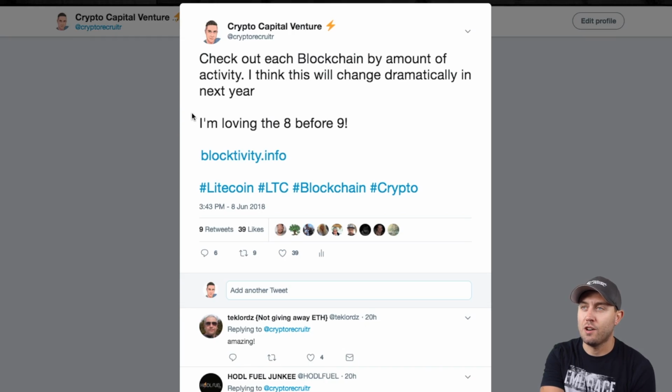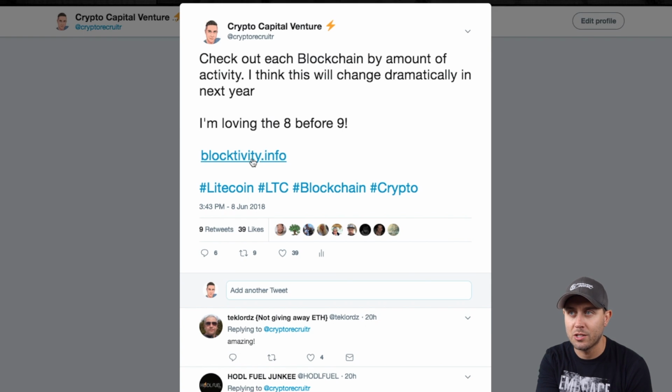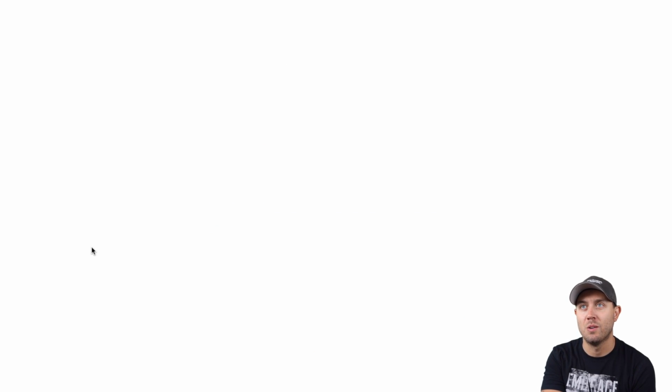So let's jump in. Let's look at some things before we look at the Litecoin charts. First off, a little cool tool I tweeted yesterday: check out each blockchain by amount of activity. I think this will change dramatically in the next year. And I said I'm loving the 8 before 9. So you can go to blocktivity.info, and it's really cool.